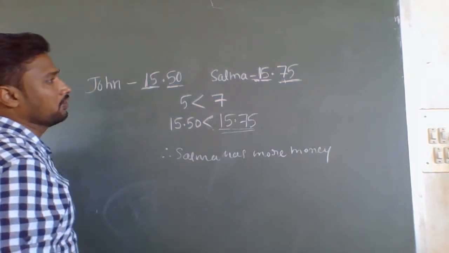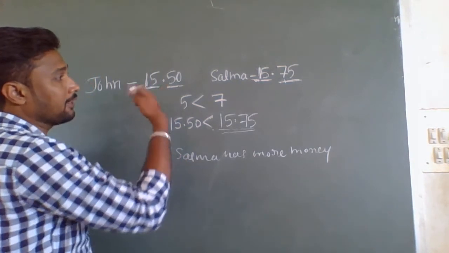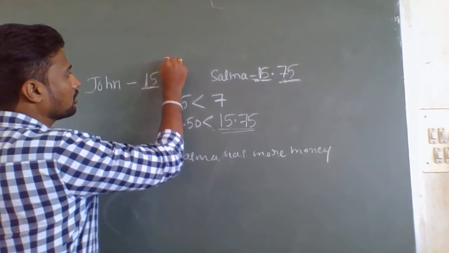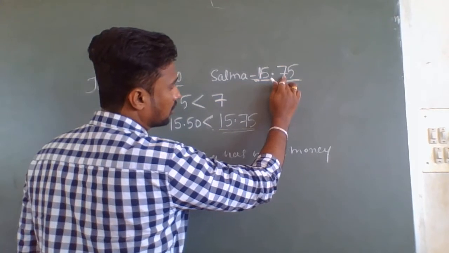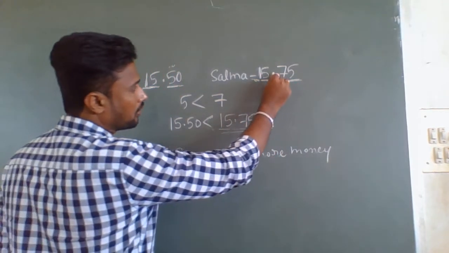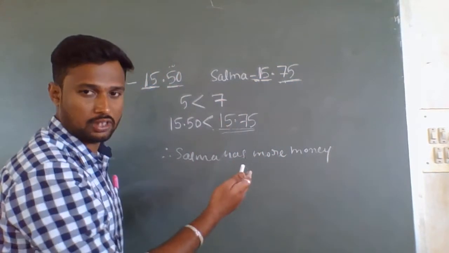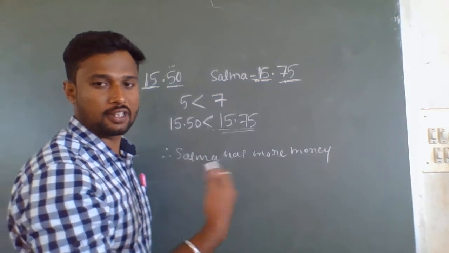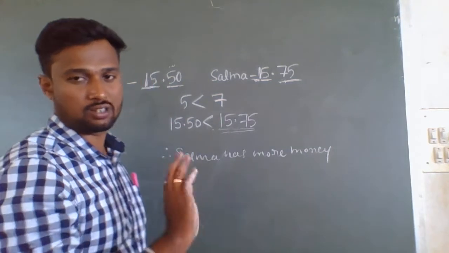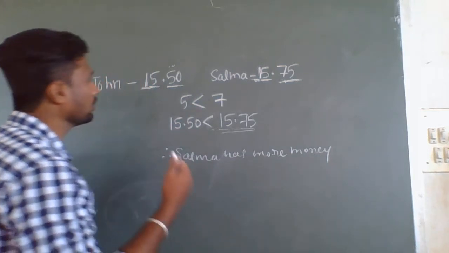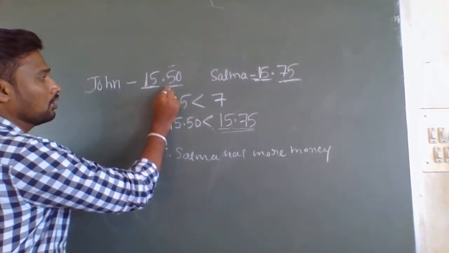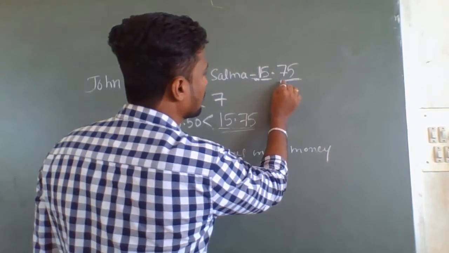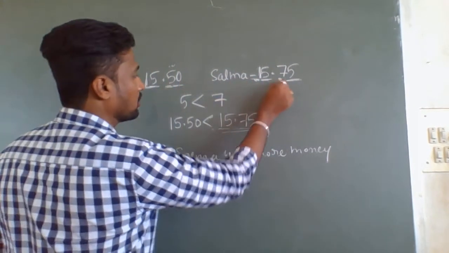So here where to start? From the 10th position. This is the 10th position and next is the 100th position. Here also this is the 10th position. So after the decimal point, the first position is the 10th position, after that the 100th position, next one is the 1000th position. So here we need to check the 10th position first, means here we will compare this 5 and 7. We are comparing 5 and 7.